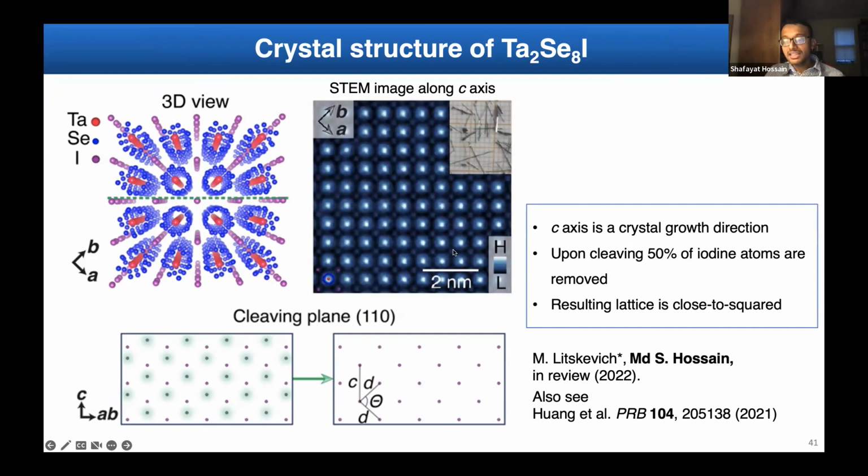Now, when we cleave the sample for STM, what happens is, for some reason that we do not know of, 50% of the iodine atoms go away. And eventually what we have is a nearly square-shaped lattice of iodine on the surface.